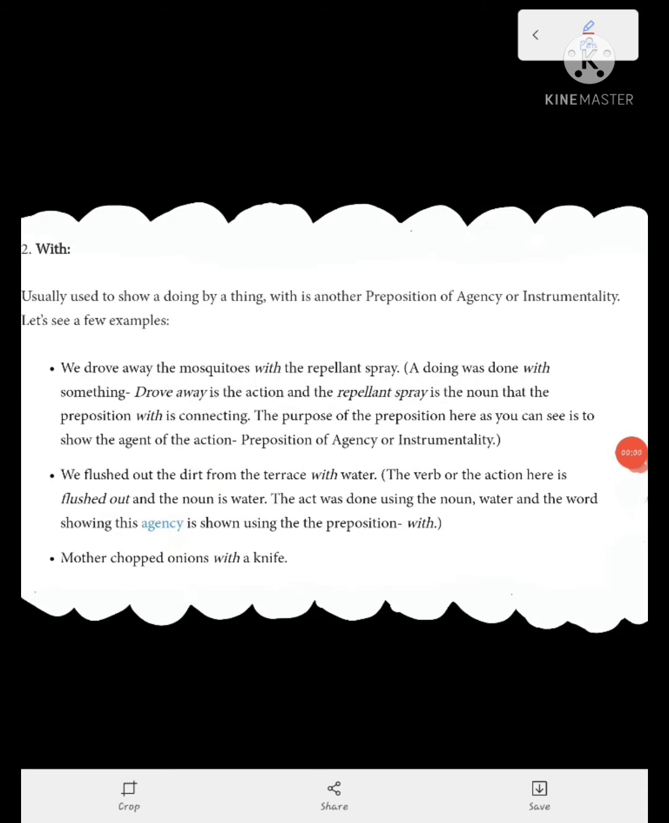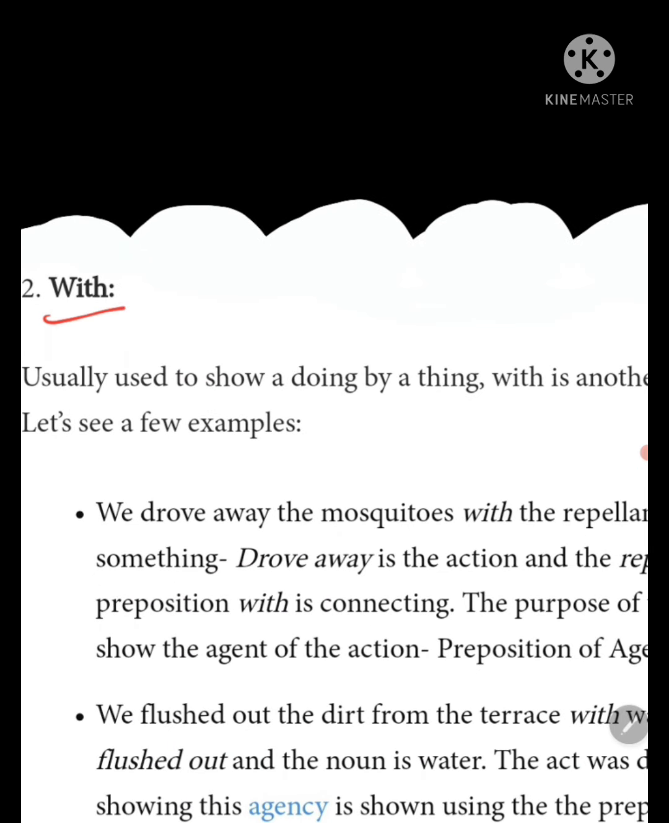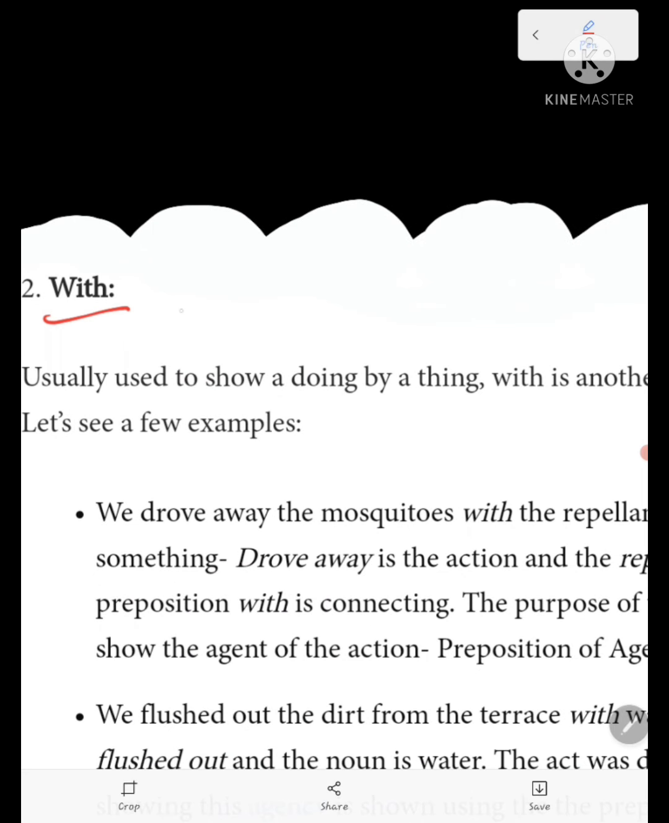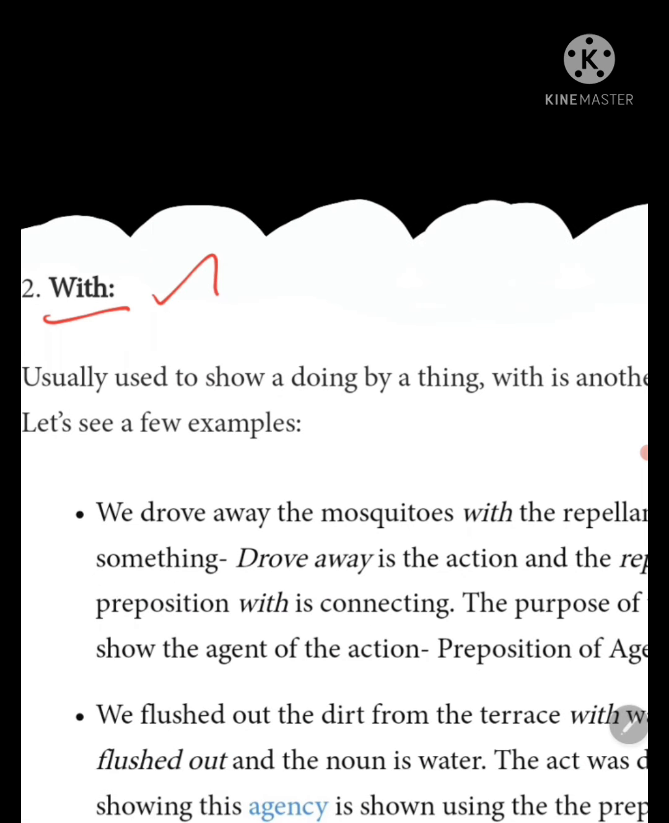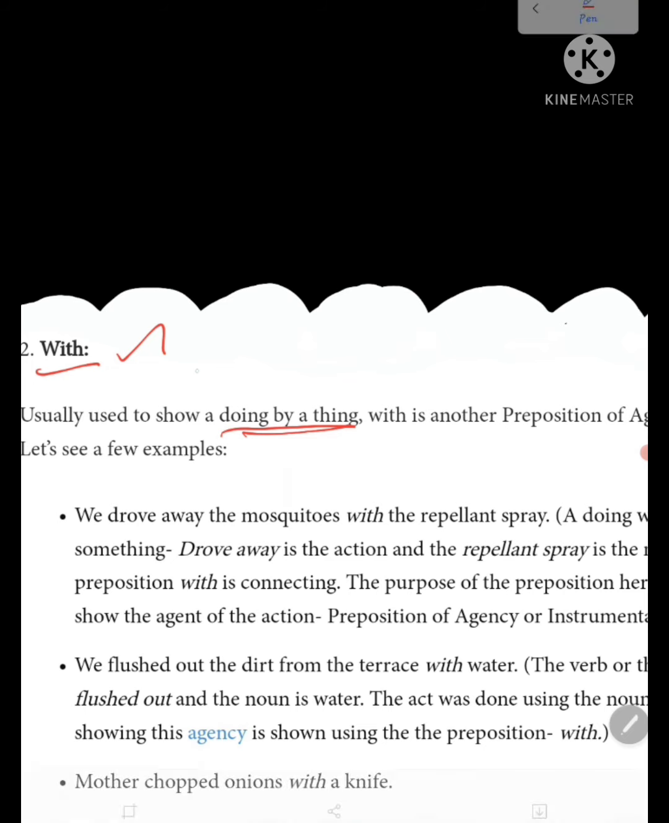Okay. Now let us see the preposition of agency with. Usually used to show a doing by a thing. If it is a thing, we use with. If it is a person, we use by.